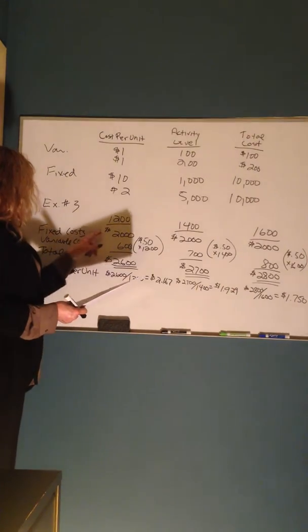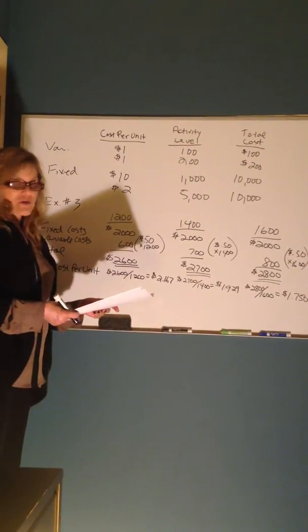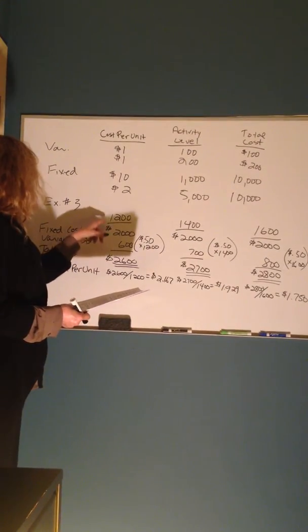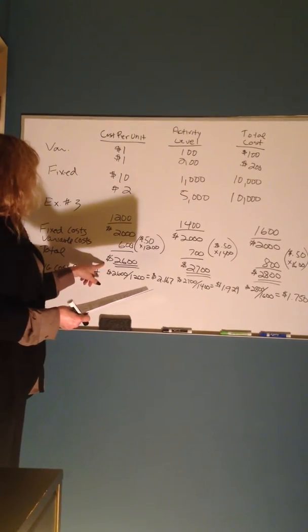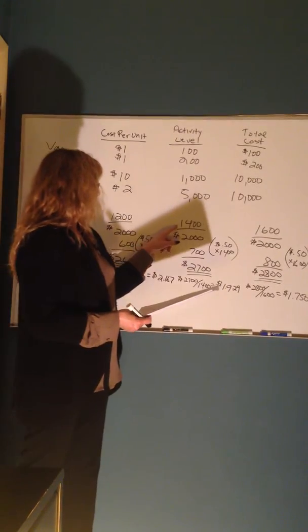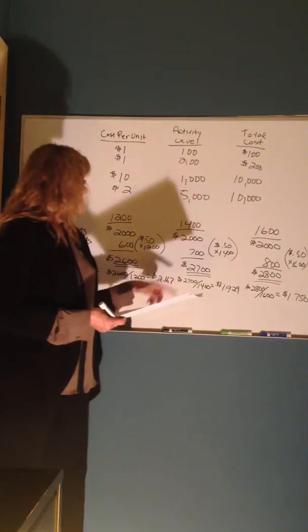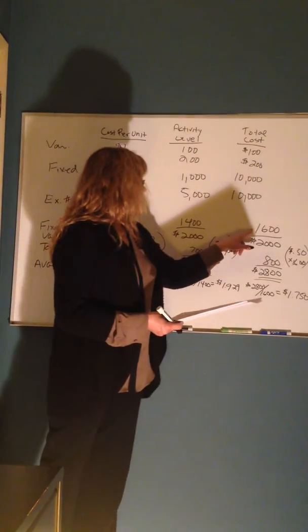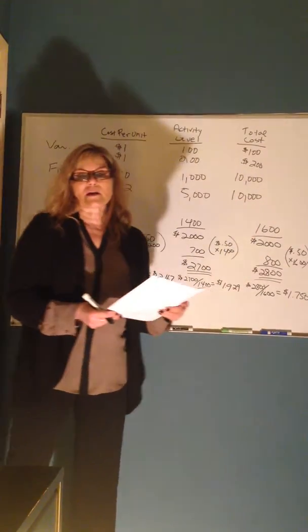If you add the fixed and variable together, you get the total cost. So at a level of activity of 1,200, my total cost is 2,600. At 1,400, my total cost is 2,700. At 1,600, my total cost is 2,800.